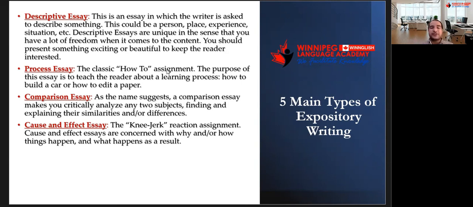Okay, there are different types of cause and effect. There is only causes, only effects, or causes and effects. It depends on what you want the student to write. So you're looking at what causes something, or what are the effects of something.